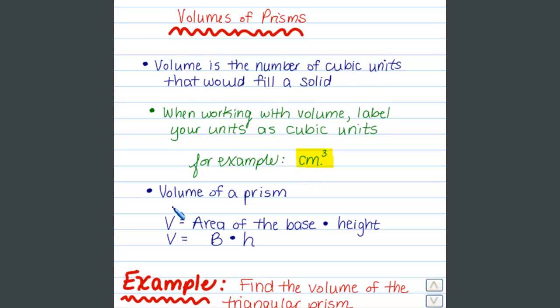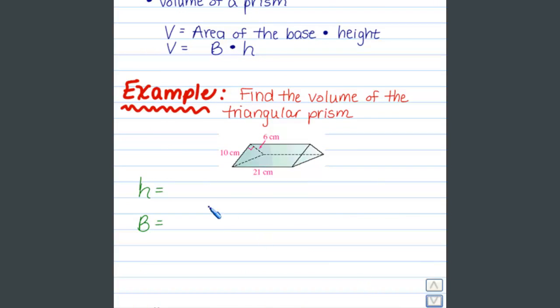Now to help us find the volume of a prism, we're going to use the formula given. Volume equals the area of the base times the height. And we'll go ahead and use the variables B for the area of the base and H for the height. Let's take a look at an example where we're going to find the volume of a prism.